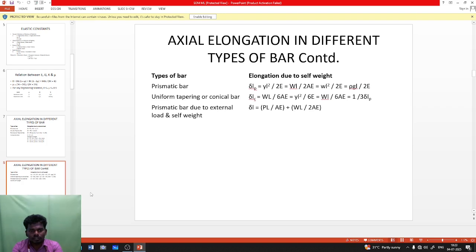For a uniformly tapering or conical bar, δL_C = WL/6AE, which finally becomes 1/3 δL_P, where δL_P is for the prismatic bar. And for a prismatic bar due to external load and self weight, δL = PL/AE + WL/2AE, which is just the summation of the previous two, δL_P and δL_C.